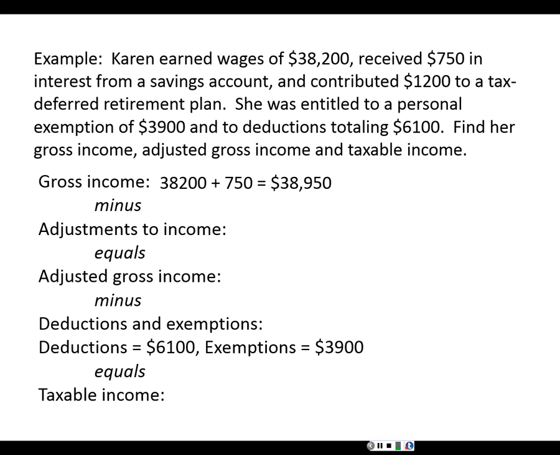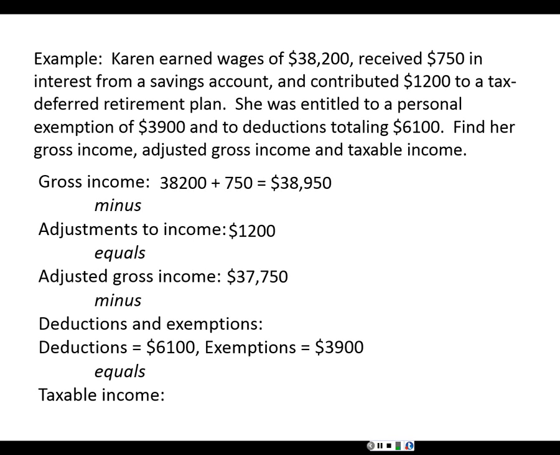Second question says to find her adjusted gross income. Well, to find her adjusted gross income after you find her gross, you're looking, did she have any adjustments? Adjustments are only tax-deferred money. So it says she contributed $1,200 to a tax-deferred retirement plan. We need to subtract that off. So if we take $38,950, subtract off $1,200, we end up with $37,750. That is her adjusted gross income.